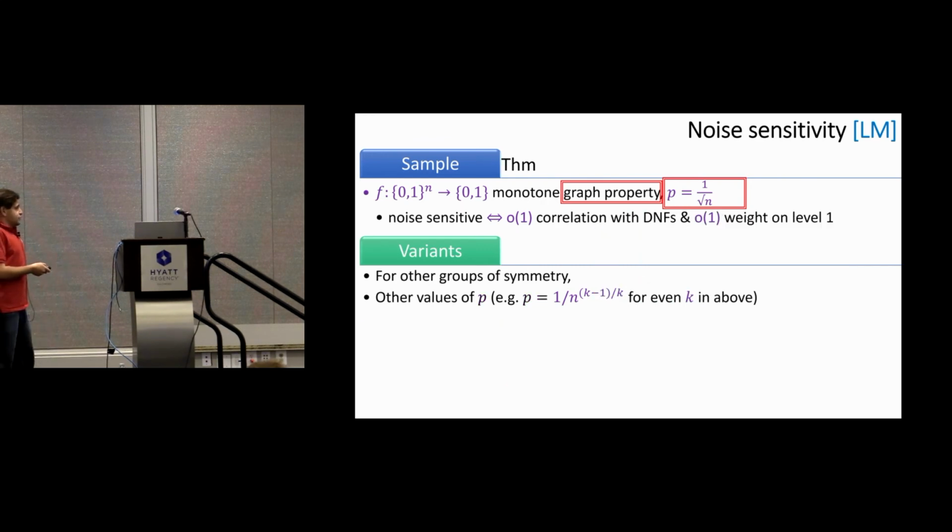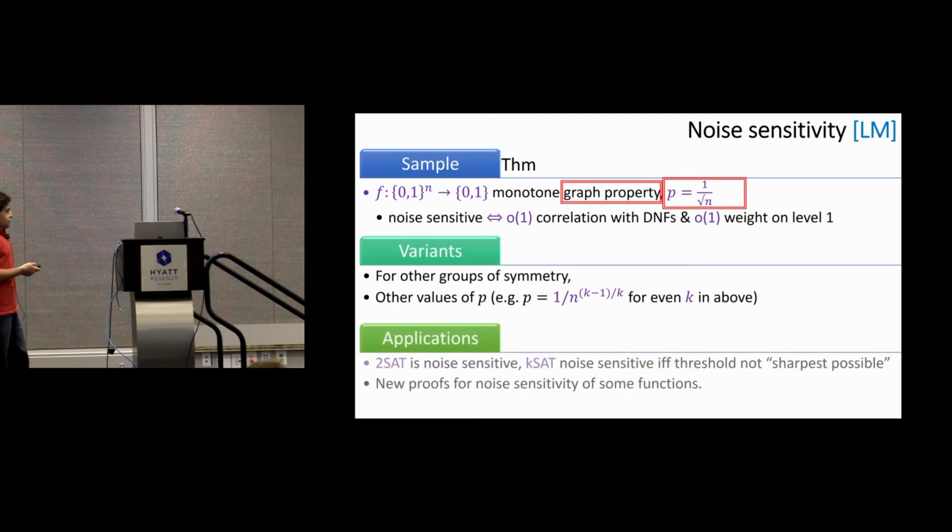This result still has some nice implications for noise sensitivity. Using it, we are able to prove that the two-sat function is noise sensitive. And we're also able to give an if and only if condition for the k-sat function to be noise sensitive, which we couldn't prove. But roughly speaking, this condition says that either k-sat is noise sensitive or it has the sharpest possible threshold, like a majority function. And using this criterion, we could also give new proofs for some existing results.